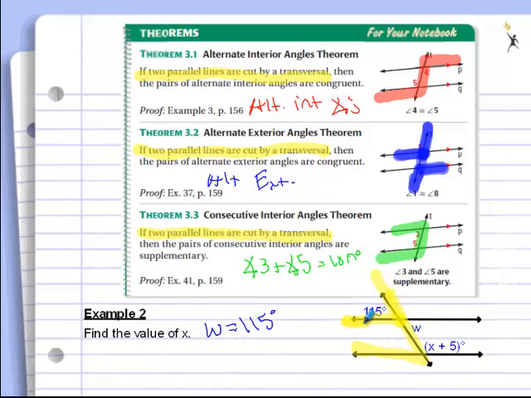I can't identify consecutive interior angles, and I can't identify alternate exterior angles. So the 115 is pretty much not helping me with my X. But if I look at the W, it does give me some information. If I highlight that, if I try and identify corresponding angles, well, there is no angle down here. My X is right here. I'm trying to figure out what angles I can use to identify X. It's not an F, it's not a Z, because again, the X isn't right here.